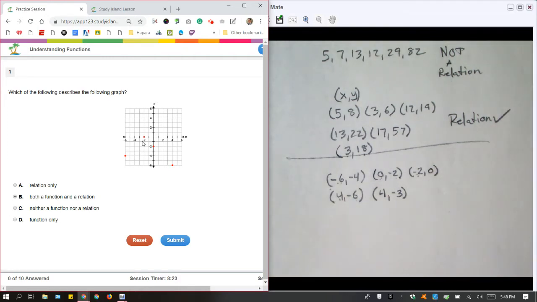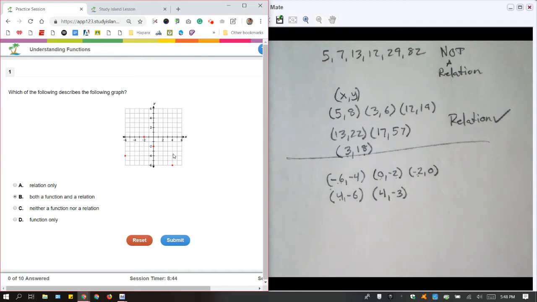What would that look like on our graph? Where would the point 4, -3 go? Well, it'd be 4 and -3. It'd be right there. Notice that that point would be directly above a point that's already on our graph.